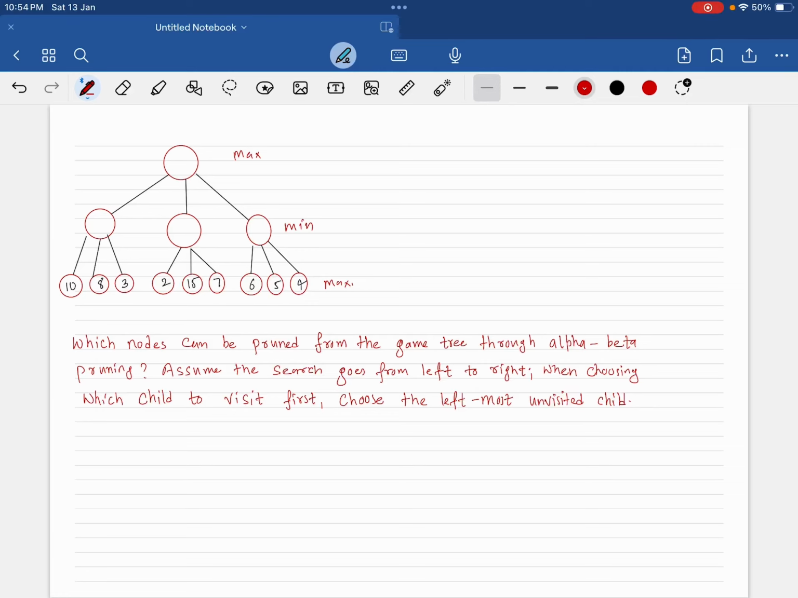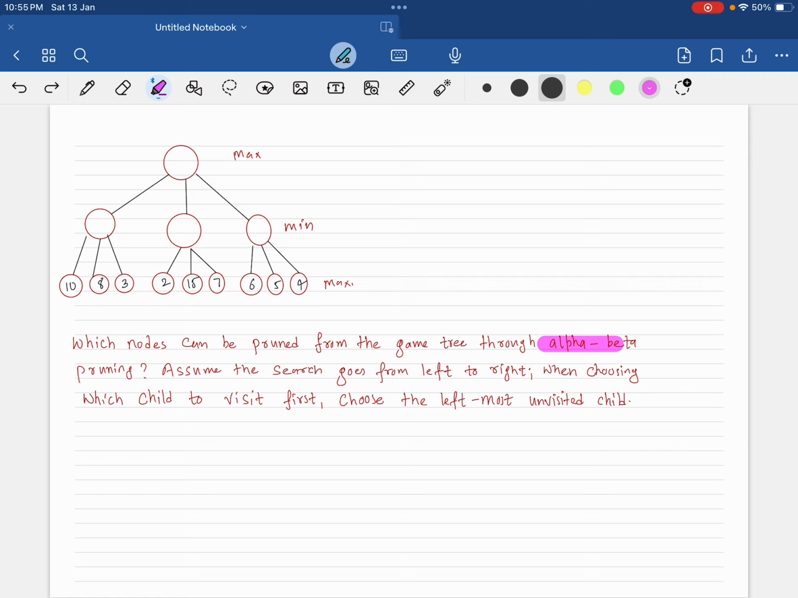Okay, so let's do a question based on alpha beta pruning, right? If you have already gone through the sample paper, then you will see that you have a game tree question based on alpha beta pruning. So let's practice that kind of problem.